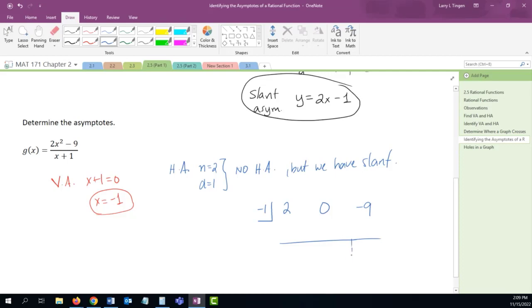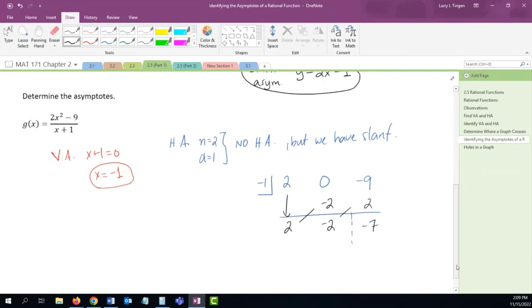Draw our lines. Bring the 2 down. 2 times negative 1 is negative 2. 0 plus negative 2 is negative 2. Could you stop there? Absolutely. But since you're doing the problem, you might as well do it. So what does that 2 and negative 2 correspond to? Well, that's 2x, and that's negative 2.